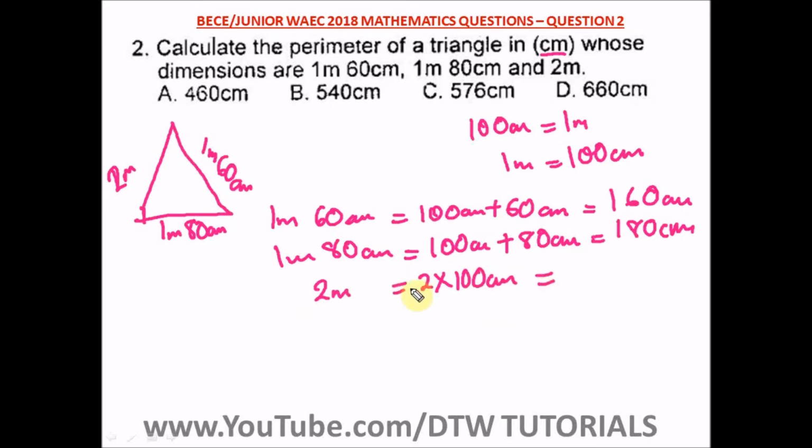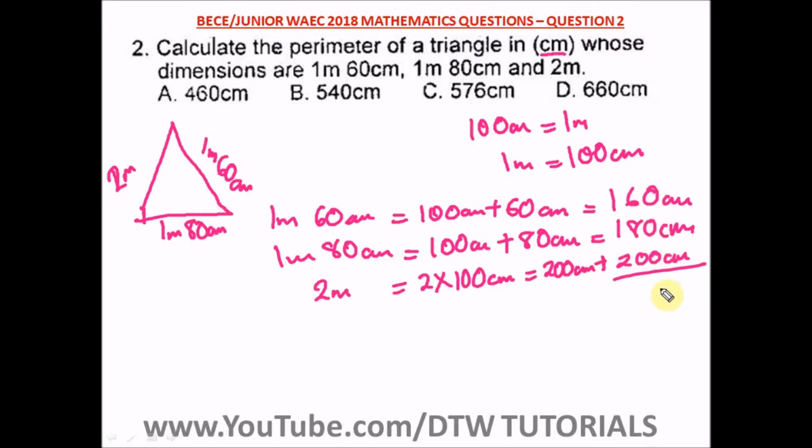So we have here 2 times 100, we have 200 centimeter. Let me just put it close here, so we just add everything up. Since we're looking for the perimeter, is that not it? So we now say plus. Let us add all this.